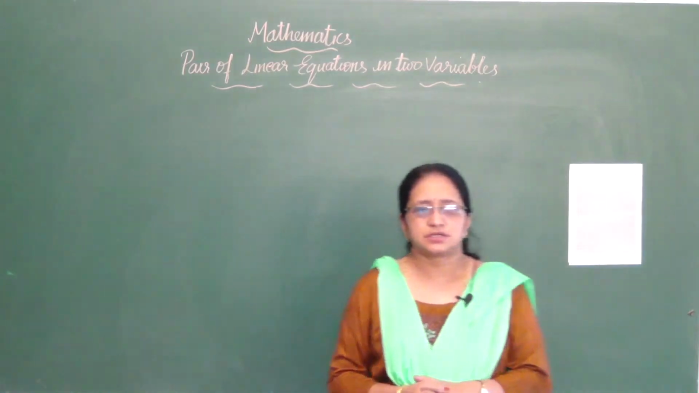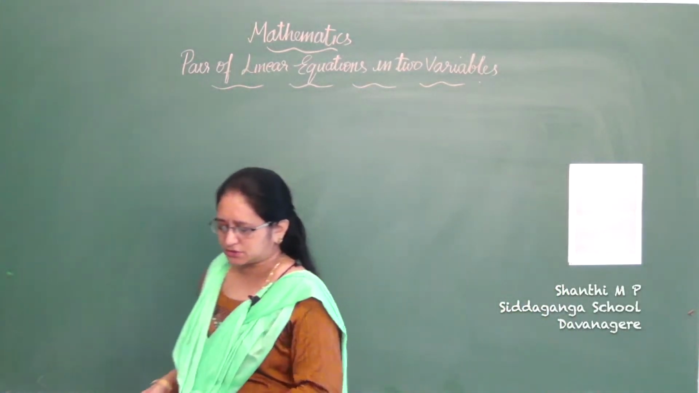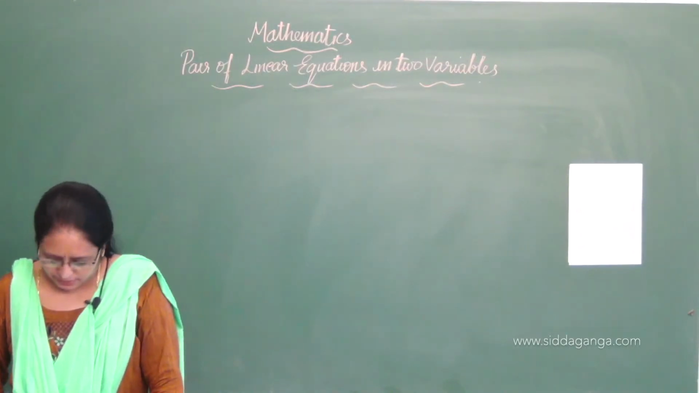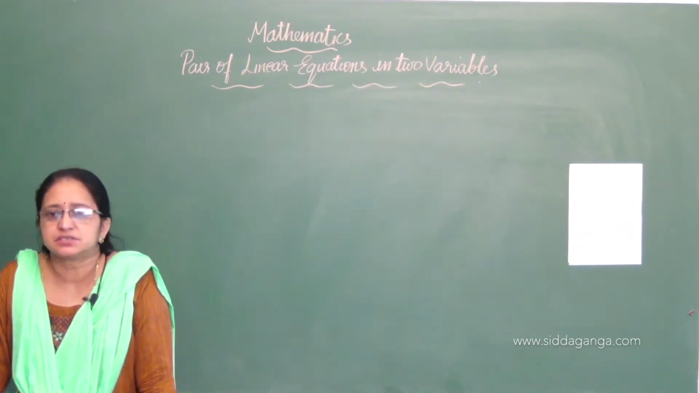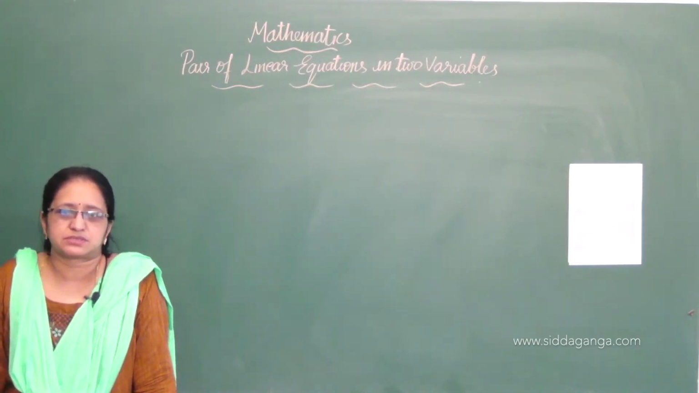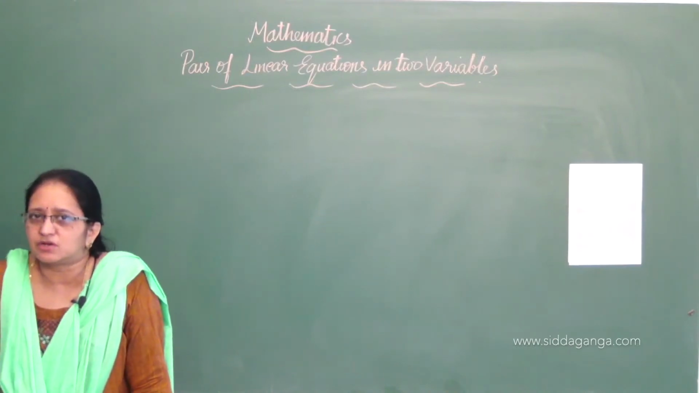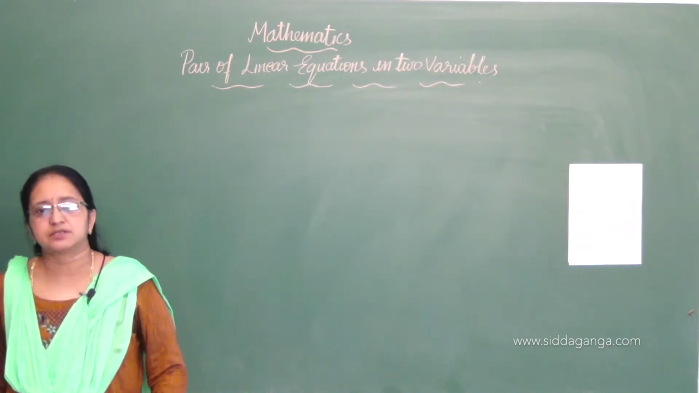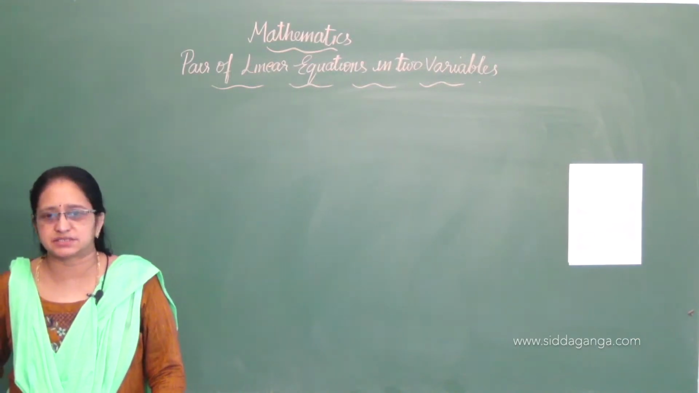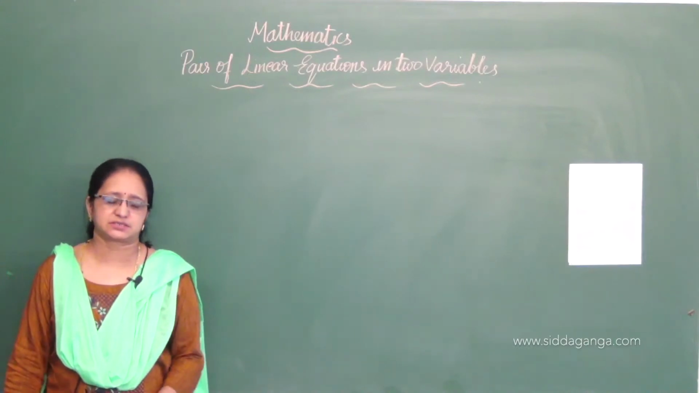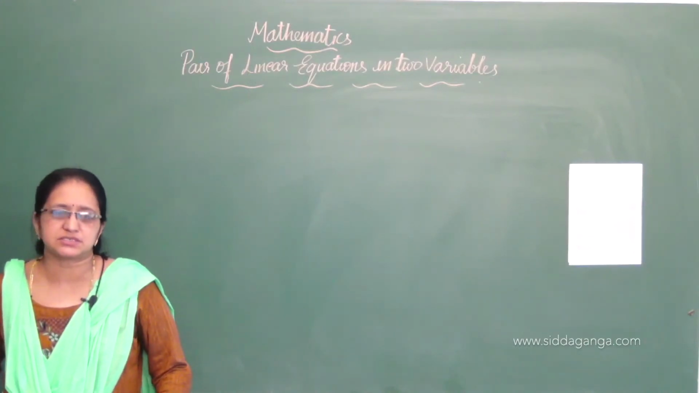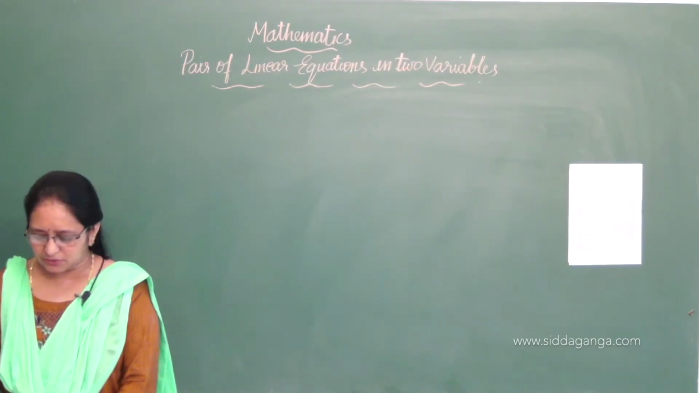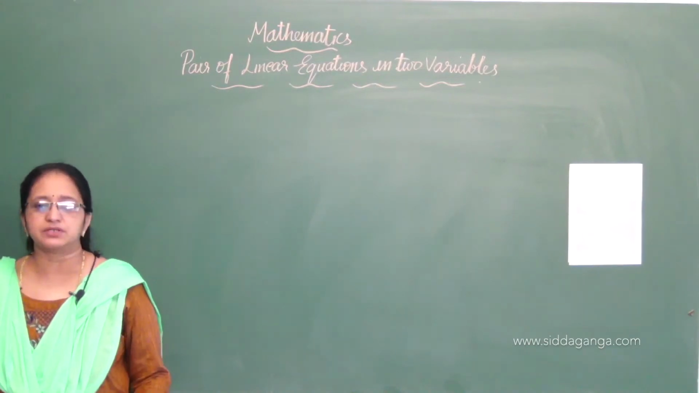Hello students, let us continue with the exercise 3.2. In the previous class I had explained consistent and inconsistent pairs of linear equations in two variables. You all understood the meaning of consistent and inconsistent. To recall, consistent means, through a graph, you will get intersecting lines and also coincident lines. If you get parallel lines, then we can say it is an inconsistent pair of linear equations in two variables. So let us continue with the exercise 3.2.